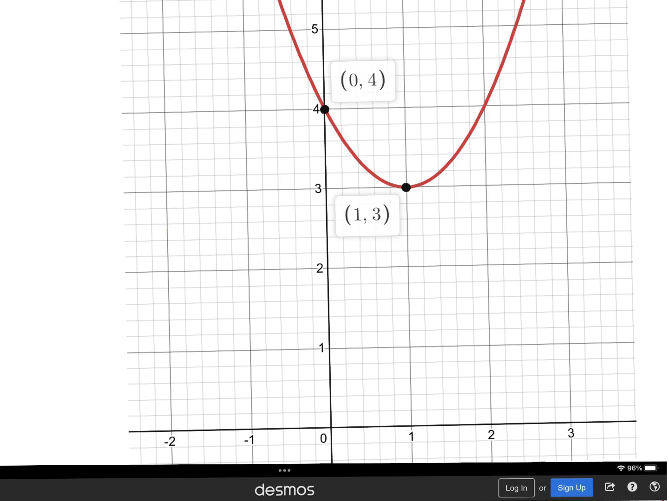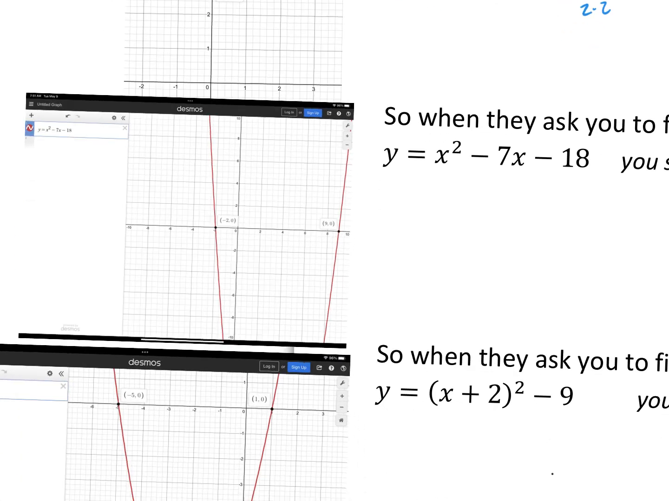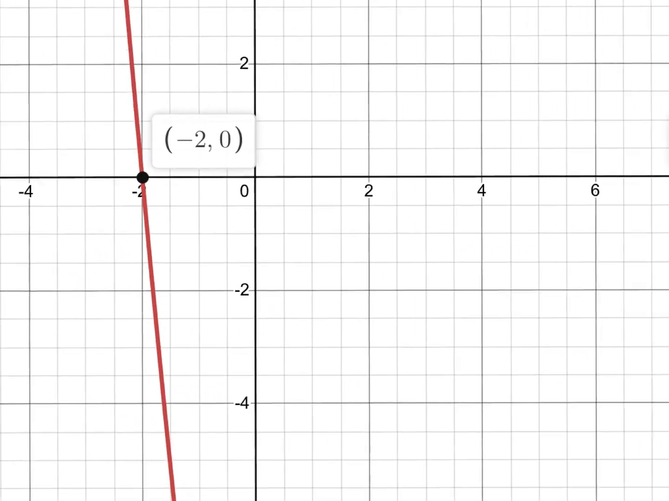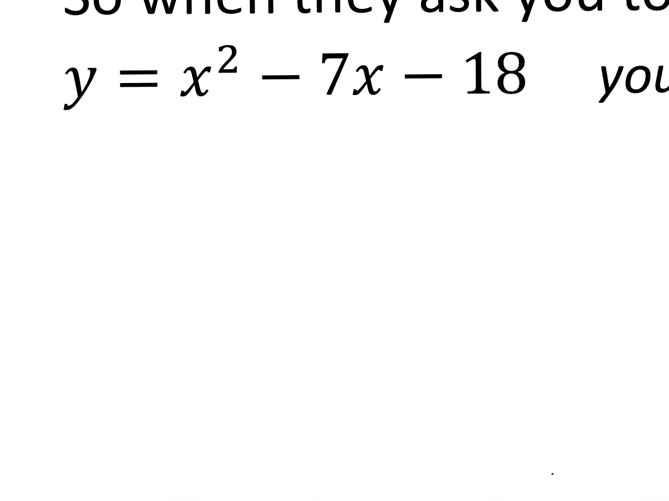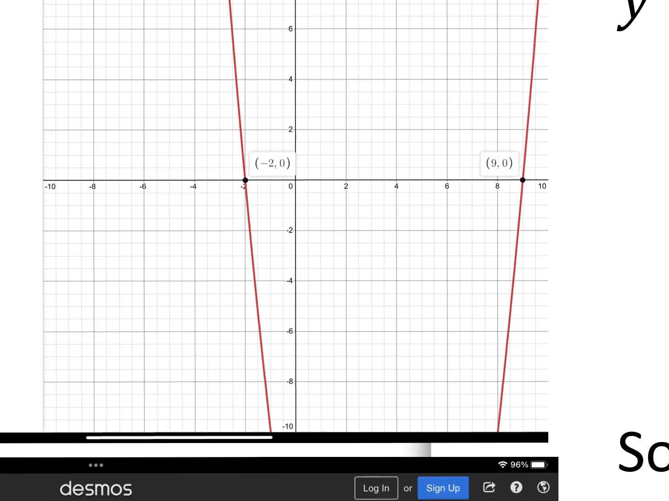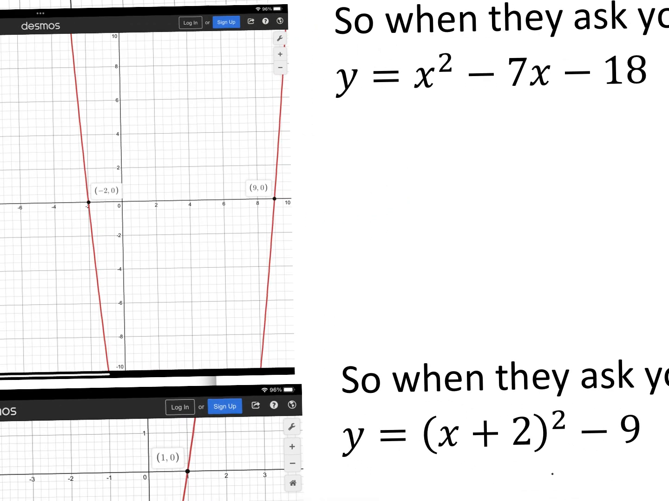Okay, so you could graph every single quadratic equation that they ask you to solve, and if you're able to find your x-intercepts, like right here, I graphed this guy right here. I took the x squared minus 7x minus 18. I graphed it. I got -2 as an answer and 9 as an answer. Well, x-intercepts are answers. So I would know right off the bat that my answer is x equals -2 and x equals 9.